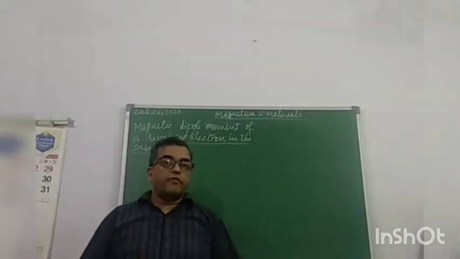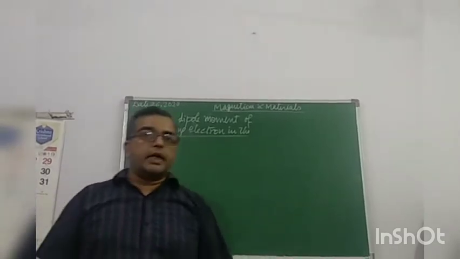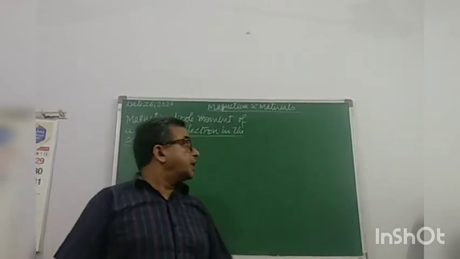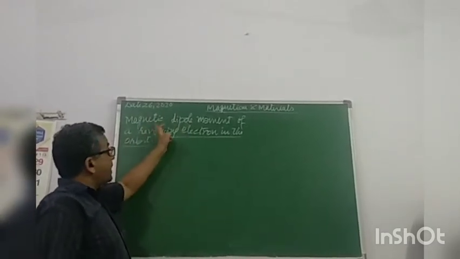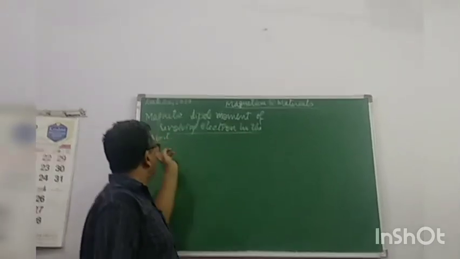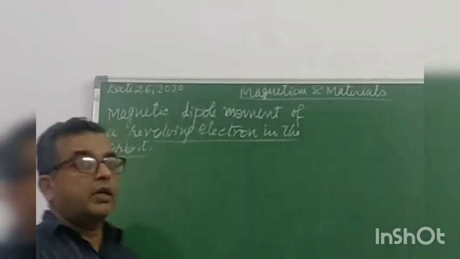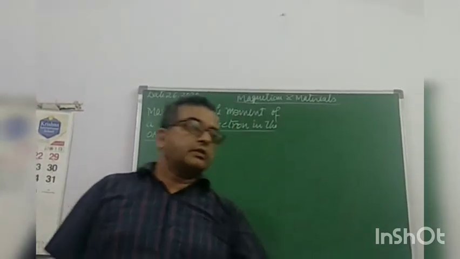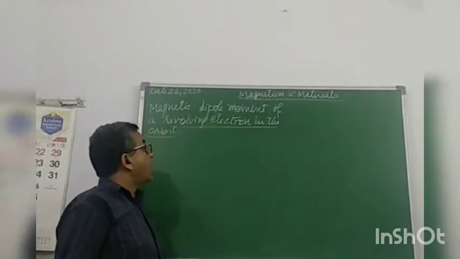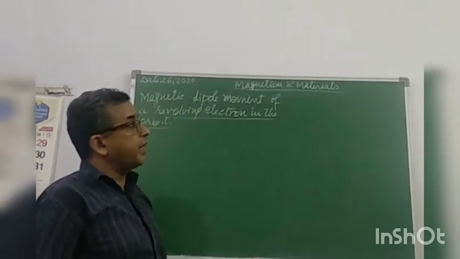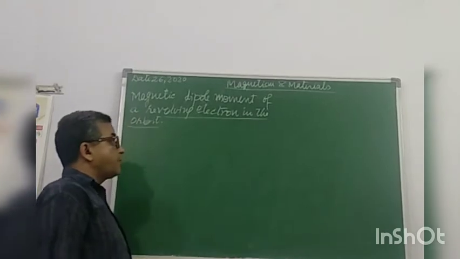In the continuation of the current loop or magnetic dipole moment of a current loop, the topic is the magnetic dipole moment of a revolving electron in the orbit. It is an important one and many times asked in the board examination in 2 marks or 3 marks. So how to find the magnetic moment or dipole moment of a revolving electron in the orbit?